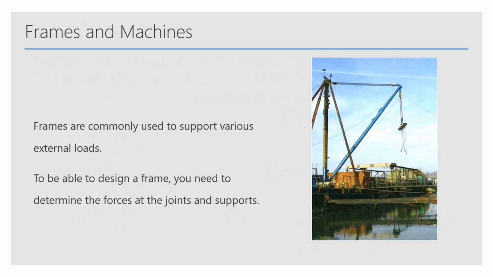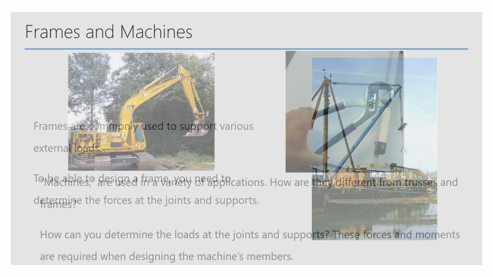The last section of this chapter is section 6.6, which discusses frames and machines. Frames are commonly used to support various external loads, and to be able to design a frame, you need to determine the forces at the joints and supports. Frames are different from trusses in that instead of the force being applied at the joint, it's applied on a member, which could be in the middle or at a different point in the member.